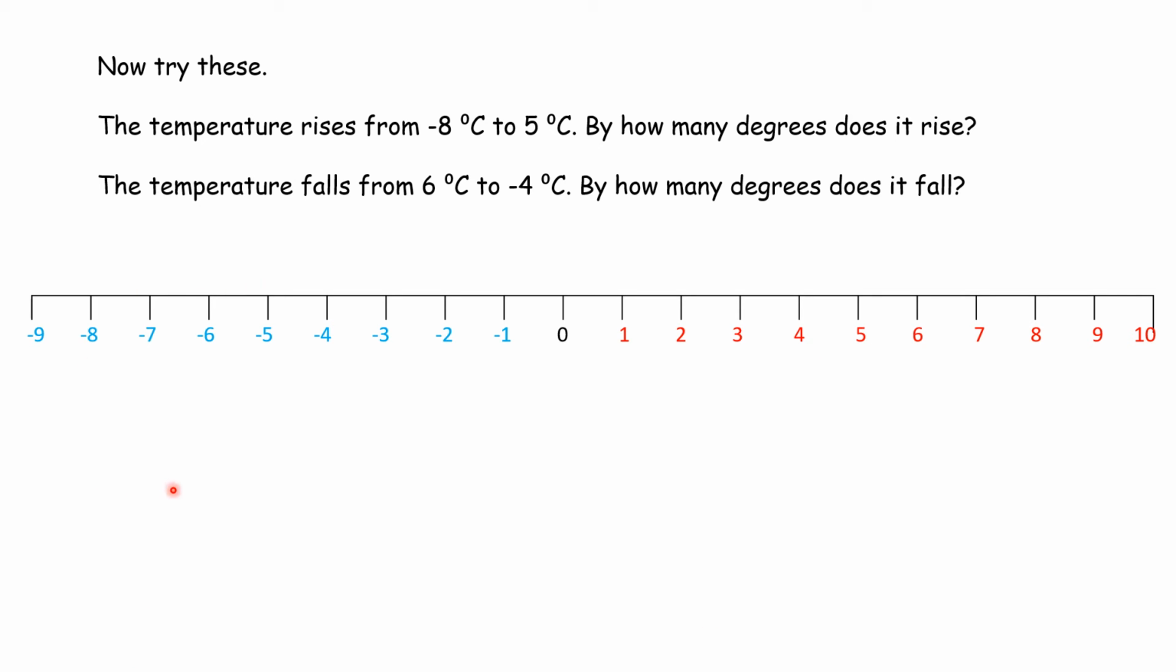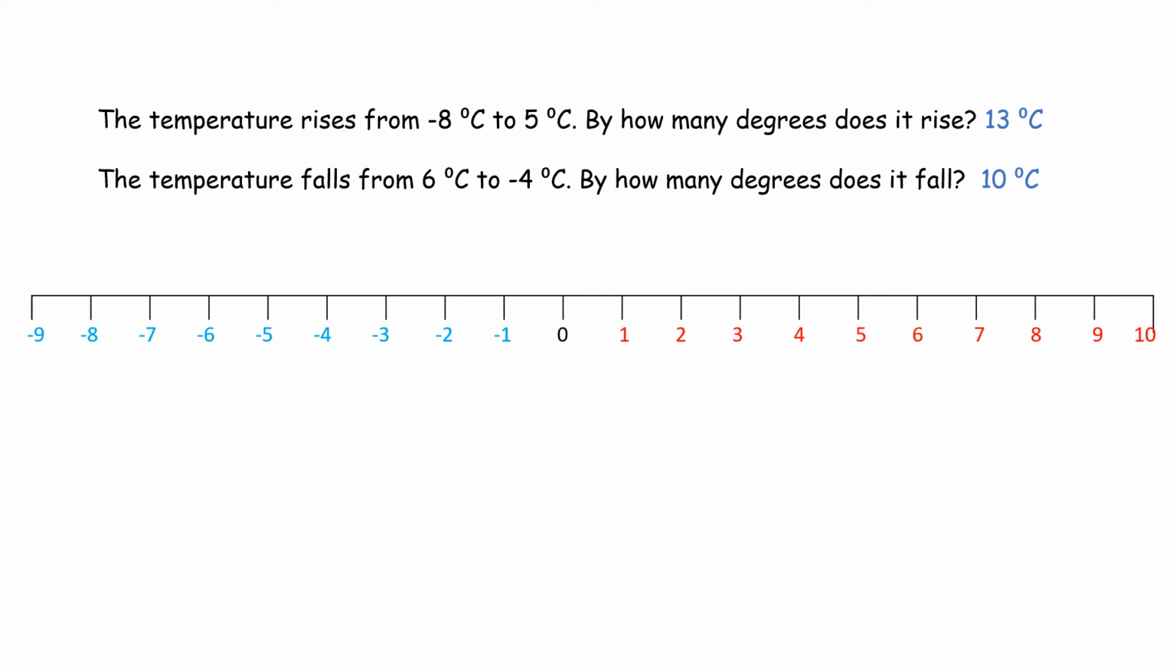And then the second problem: the temperature falls from 6 degrees Celsius to -4 degrees Celsius. So it's moving in the opposite direction. This time the temperature is falling, it's getting colder. But again, you're finding the difference between 6 and -4. So see if you can manage both of those problems, sketch yourself out a number line and pause the video while you work those two out.